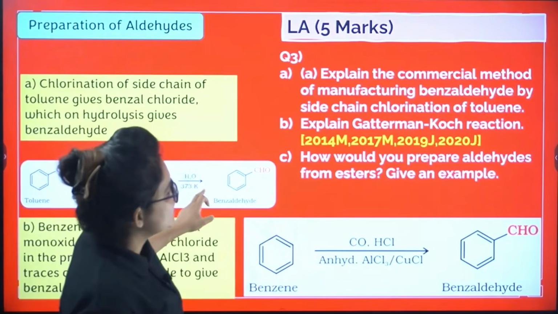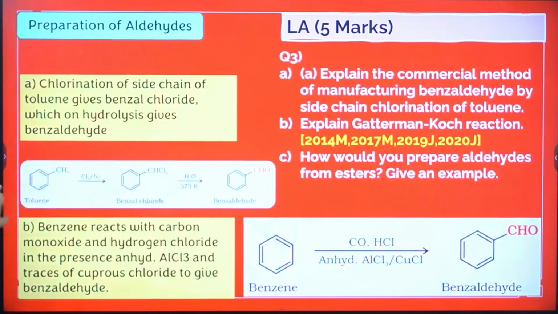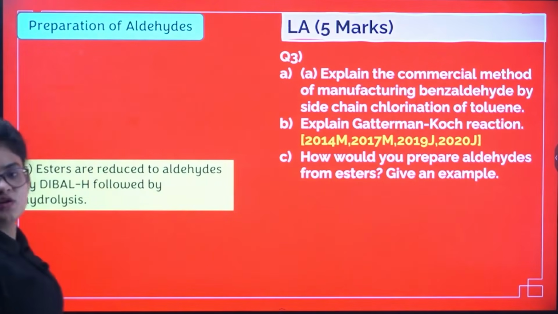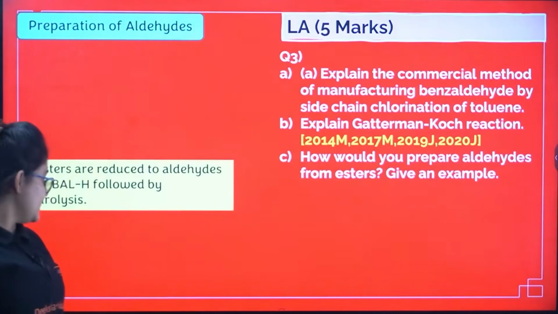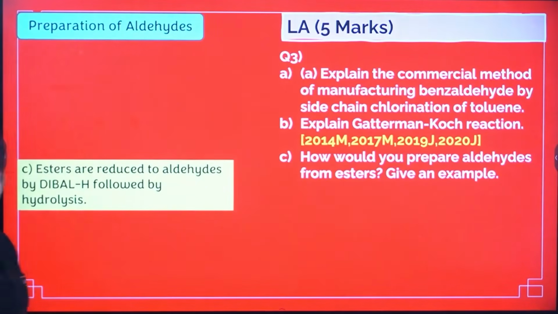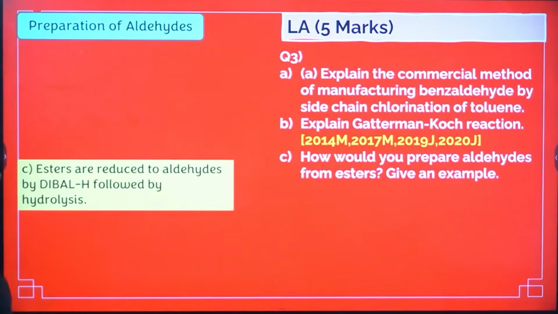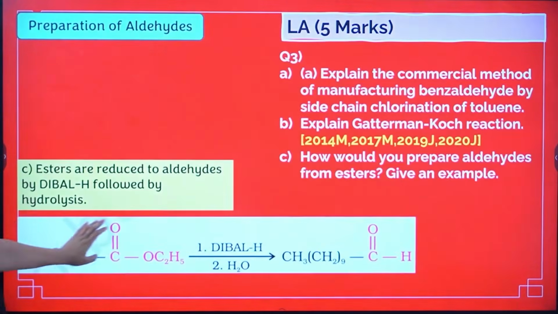Next, how would you prepare aldehydes from esters? You can treat your ester with diisobutyl aluminium hydride (DIBAL-H) to get the aldehyde from esters. Okay, let's proceed. This is the reaction you can see.